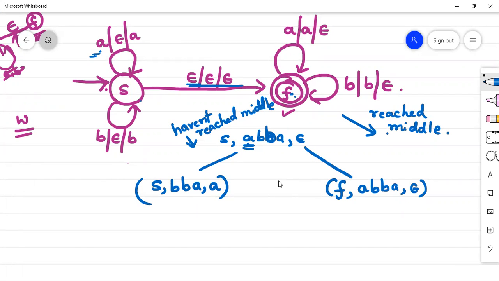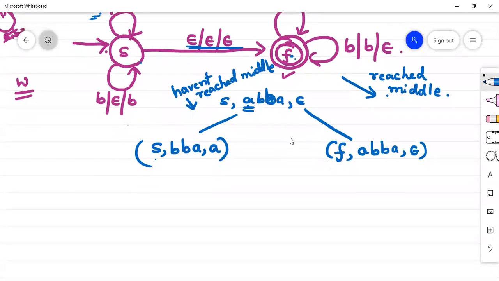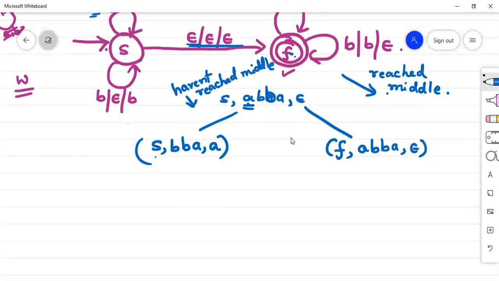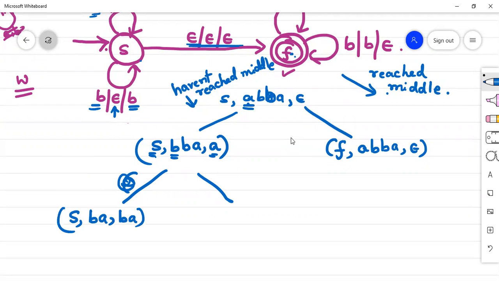Now next, if I take this thing, S on B, and the stack symbol is A. So you know that it's irrespective of whatever is there in the stack, right? So if I get B, I'm going to push B. So I'll remain in, again, two options. I have reached the middle, so I'll consume that B. So I'm left with BA. In my stack, I have BA.